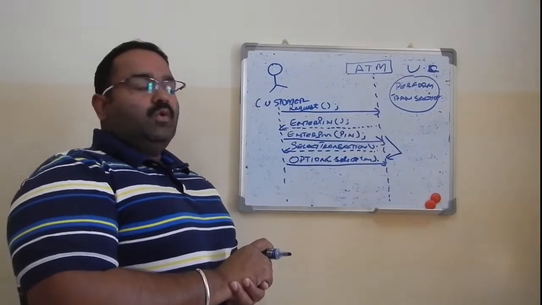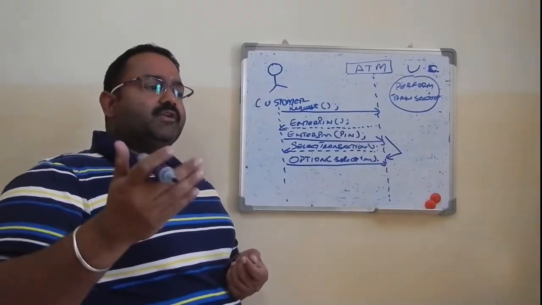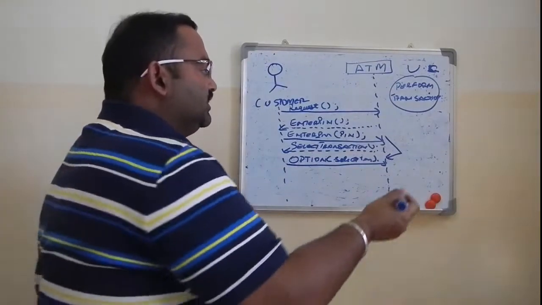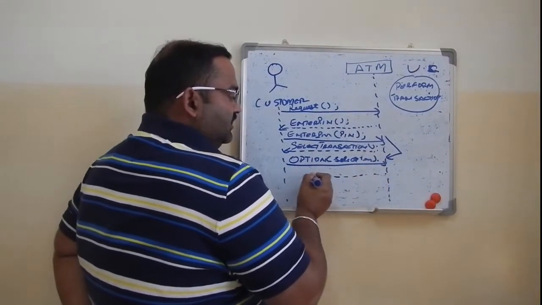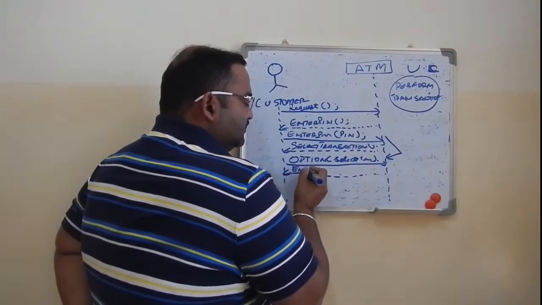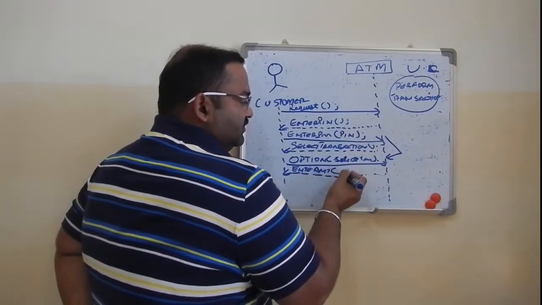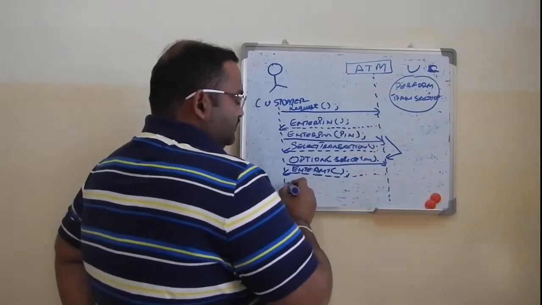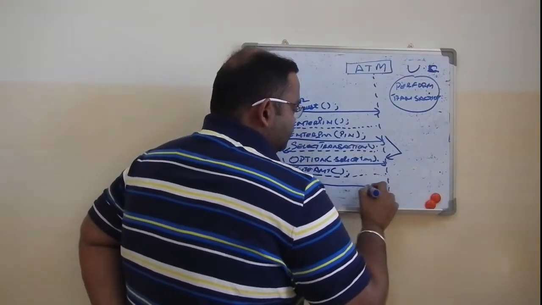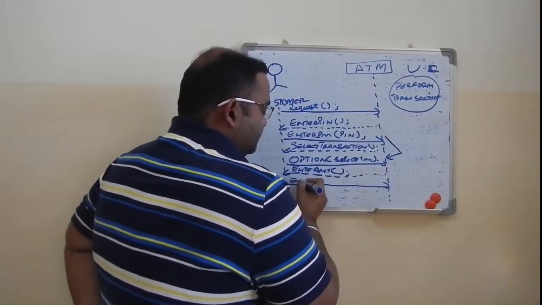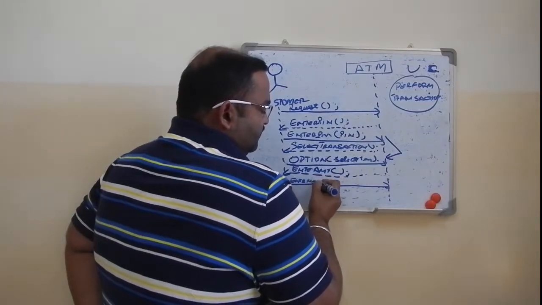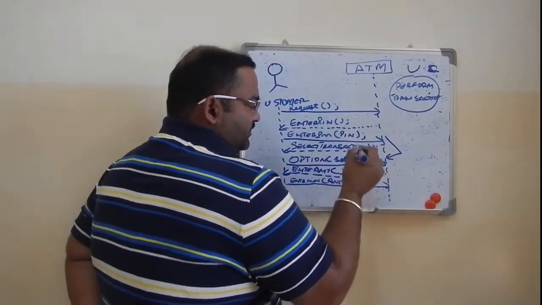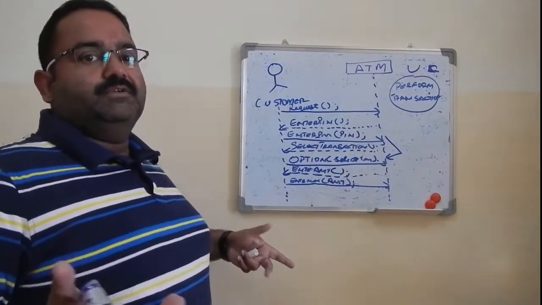So after this, what happens? For example, you give option number one, like I want to withdraw cash. Okay, then the system will ask you to enter the amount. Then we send the amount to the system, isn't it? You enter the amount, and in the transaction amount, how much you want to withdraw, right?